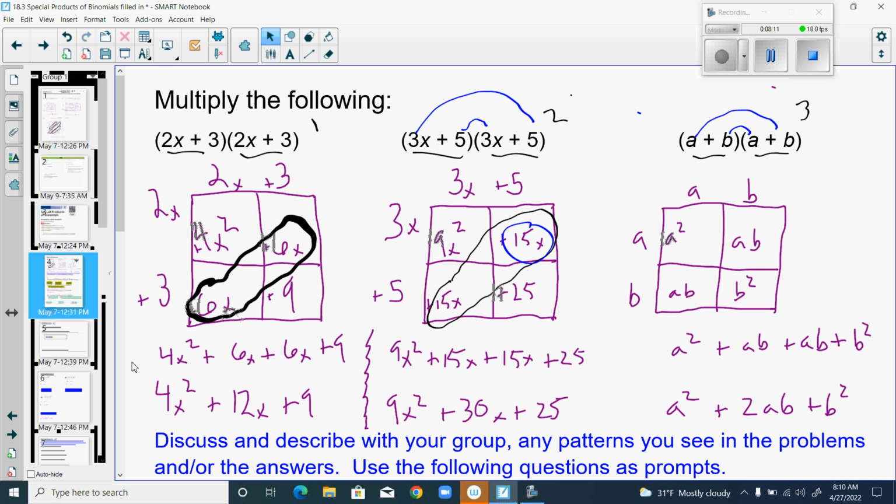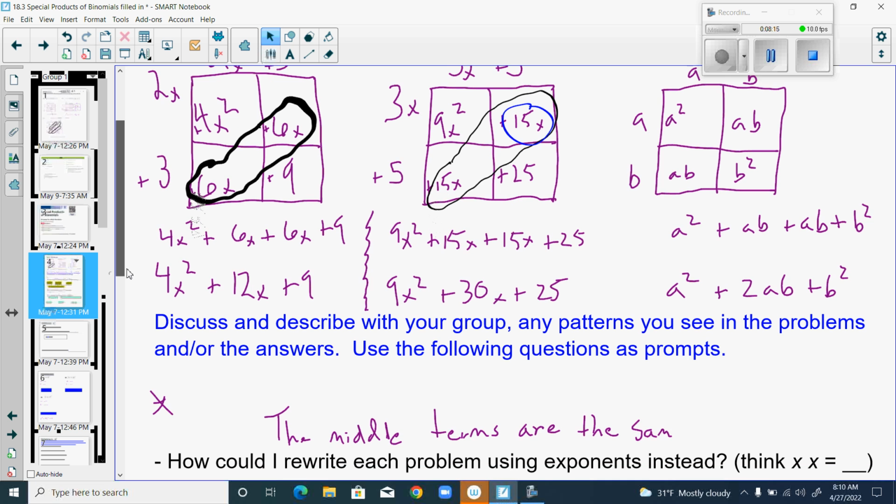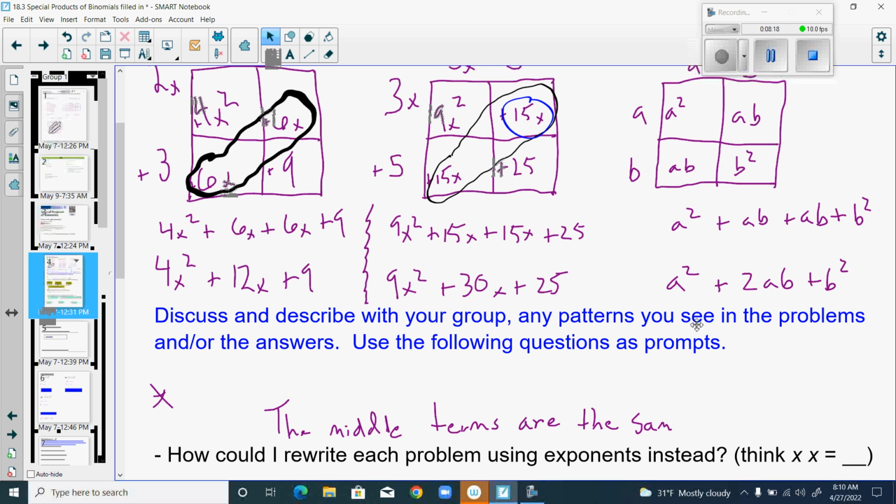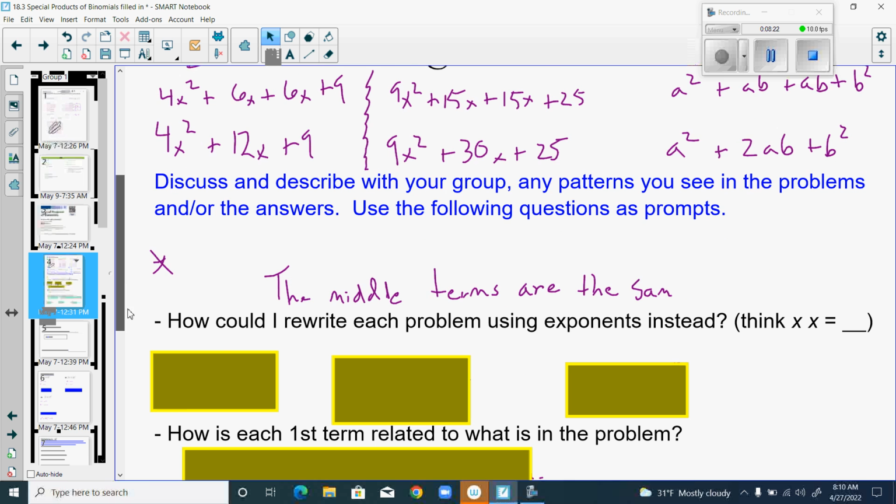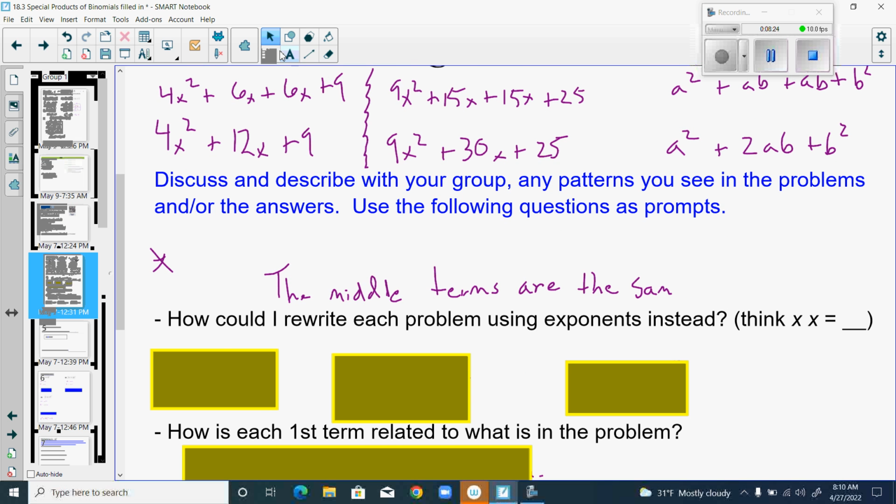So let's go through some answers here. Discuss and describe with your group any pattern you see in the problems and or answers. Well, the middle terms are the same. Okay, the middle terms are the same. The two middle terms, where you can add 2 here.